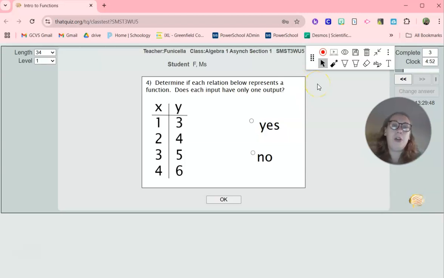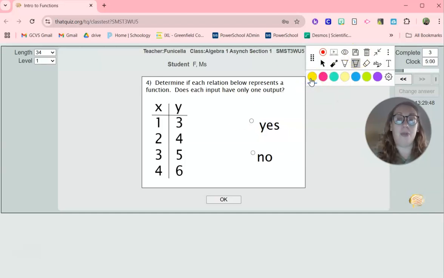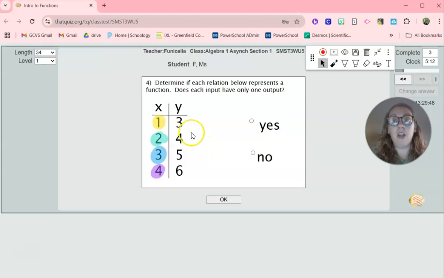Determine if each relation below represents a function. So does each input have only one output? As long as we have no repeated x values, we're good. So our x values are 1, 2, 3, and 4. Those are all different, so we don't even need to look at the y values. All of our x values are different, so we're good. This is definitely a function. So you can hit yes, and then hit OK.